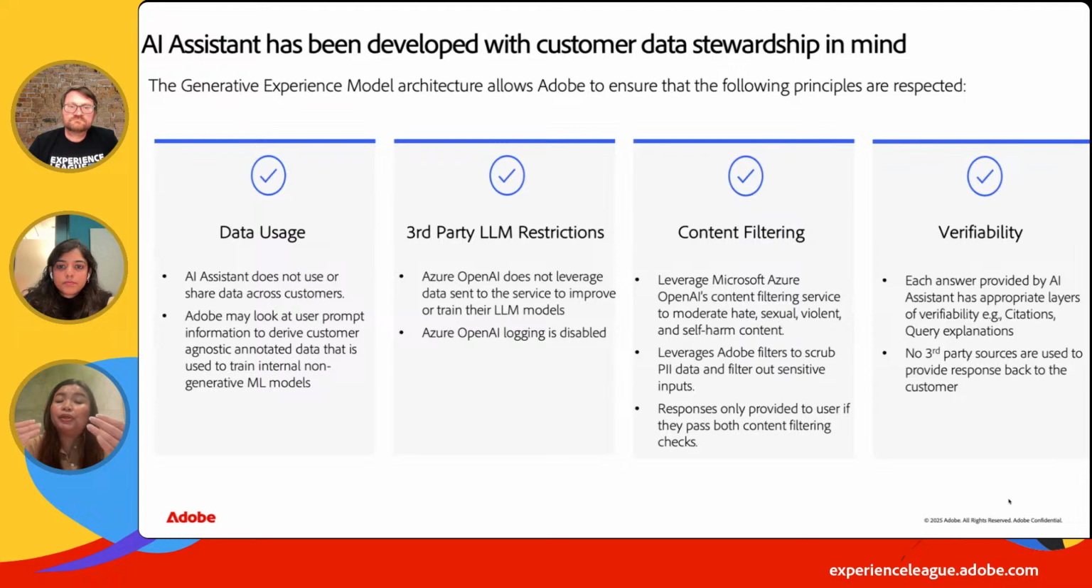And then last but not least, we understand how important verifiability is to our customers, and hence it's extremely important to us. We want our customers to be able to trust the answers that AI Assistant provides and take actions from those answers. So each answer provided has many layers of verifiability, some of the things that Namita has pointed out in her demo. But the fact that no third-party resources are used to provide responses back to our customers. Everything is either from our documentation or from your business objects themselves.